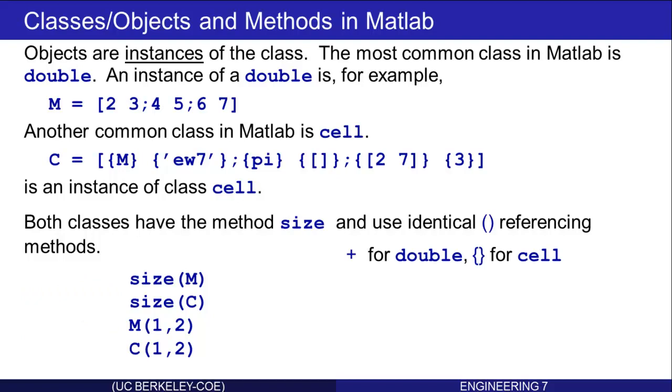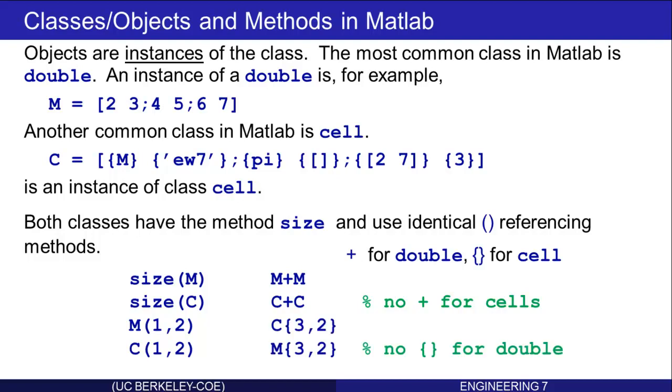However, only plus makes sense for double, and curly referencing only makes sense for cells. M plus M is legal, but C plus C is not, as there is no addition concept for cell arrays. Likewise, a 3-2 contents reference for C makes sense, but a 3-2 contents reference for M does not, as there's no contents referencing for doubles.